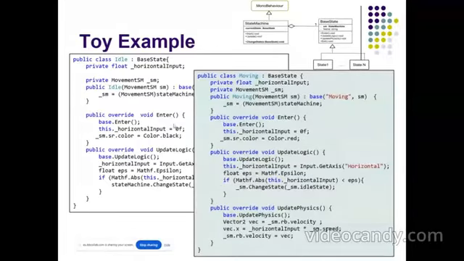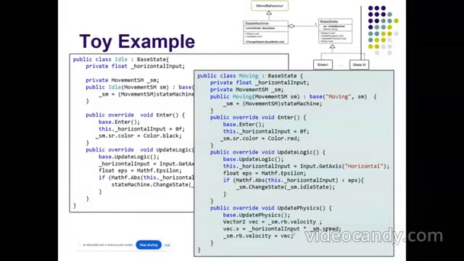In the moving state, as you can see here, once you enter, you do some setup. You change the square to red, and after that you move it. Update physics will be called, and you're going to move it at a certain velocity, because this will be called too.